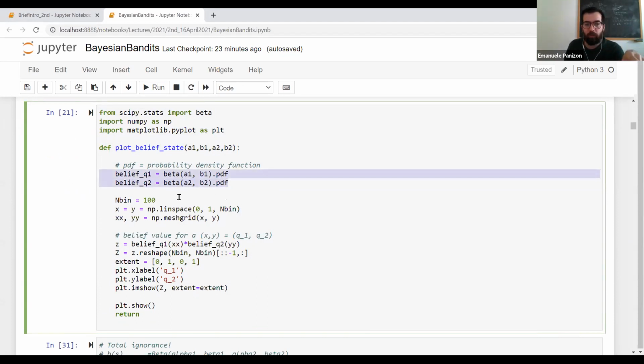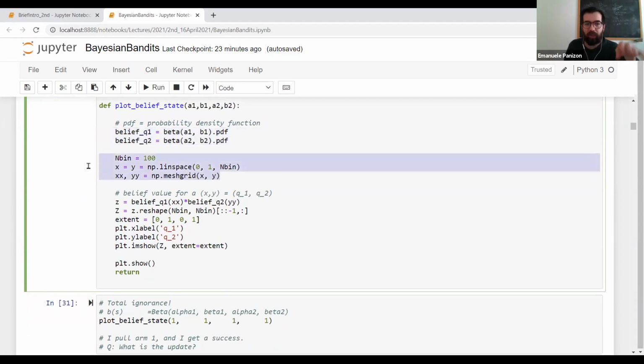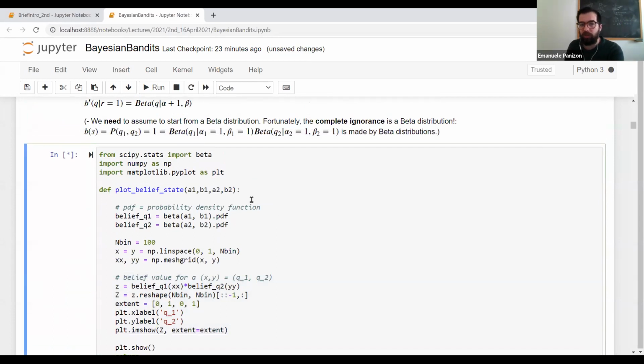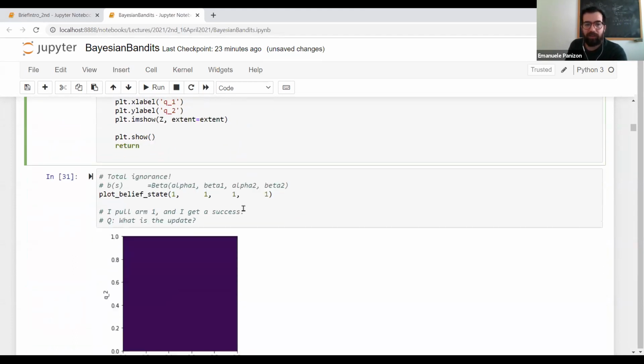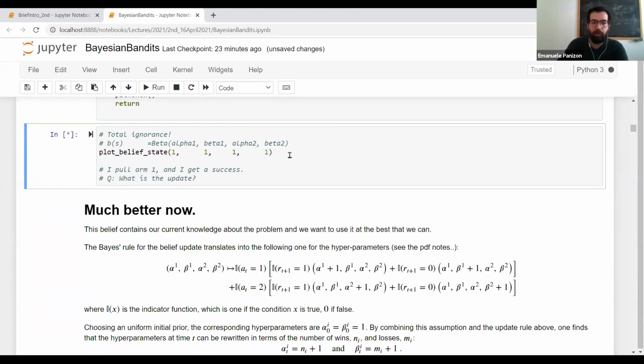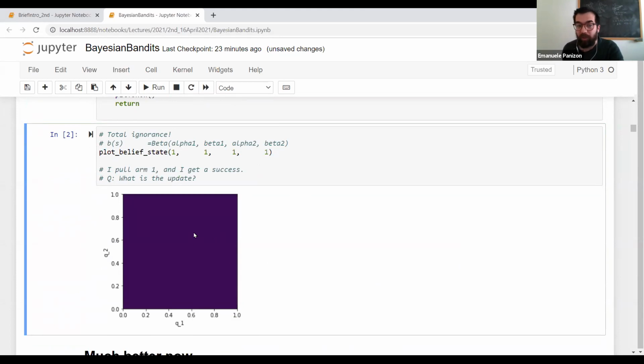I just define the bins and the plot. This is something which allows me to show the belief given the two alphas and betas. So let's start with what I said was the total ignorance, which is when I have alpha 1 equal 1, beta 1 equal 1, alpha 2 equal 1, beta 2 equal 1. And indeed, I have a perfectly flat distribution. Now we can play around a bit with this.